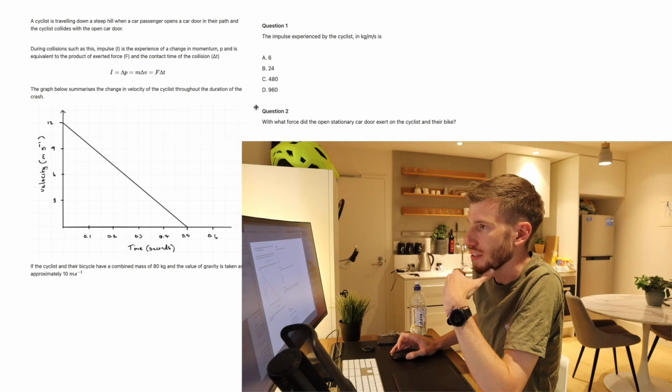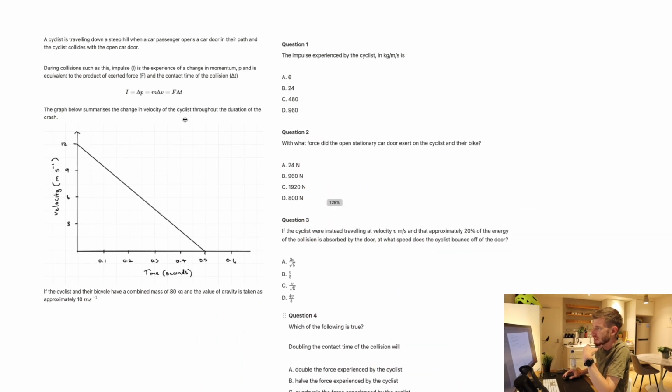All right. So we've got here: a cyclist is traveling down a steep hill when a car passenger opens a door in their path and the cyclist collides with the open car door. During collisions such as this, impulse I is the experience of a change in momentum P and is equivalent to the product of exerted force F and the contact time of the collision delta T. And it gives us the formulas there as well.